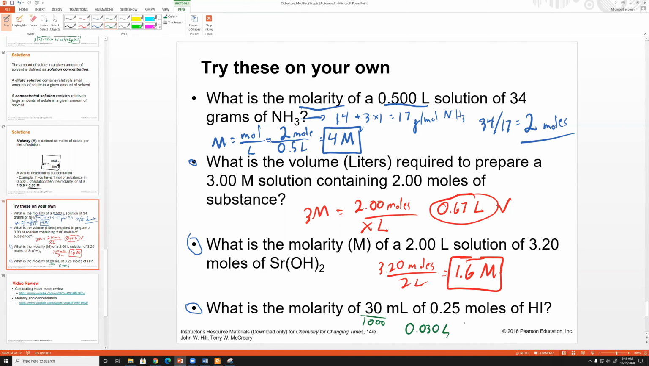So what we can do is take that number. Sorry, I have a lack of room. 0.25 moles divided by 0.030 liters. And what do you get for that answer?